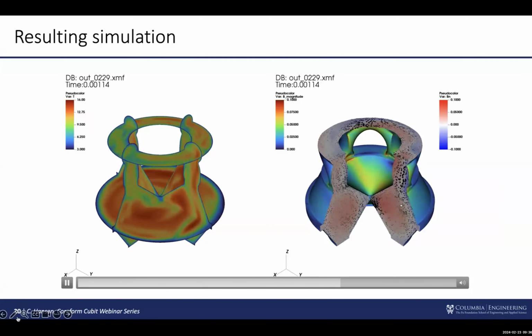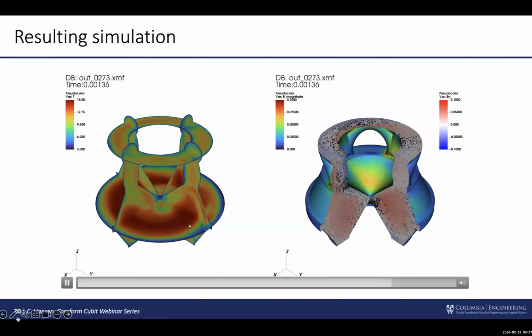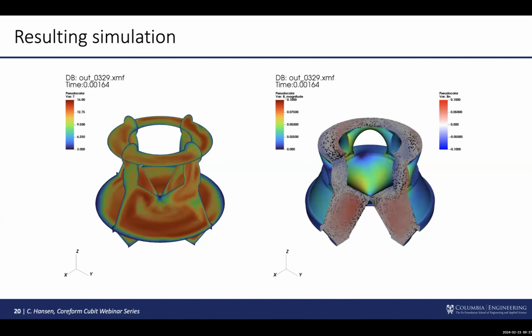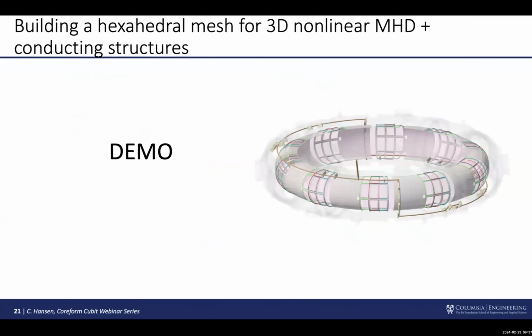You can see this is building up a magnetic structure in there, as well as heating the plasma throughout the volume, but primarily in this main volume. So this shows you, once you generate a grid like this with Cubit, it does, of course, work for simulation.